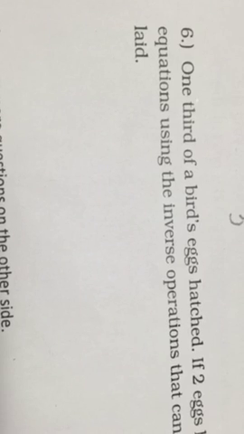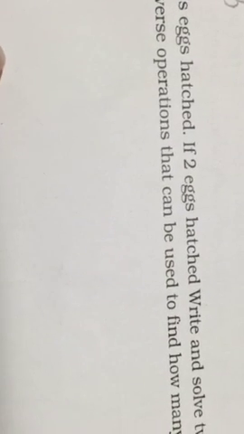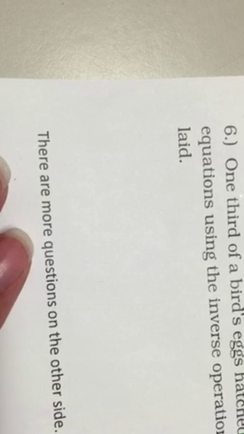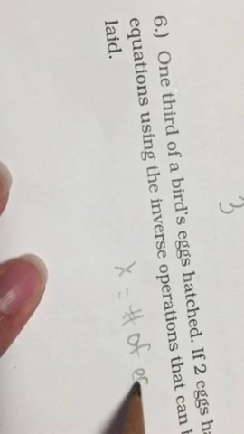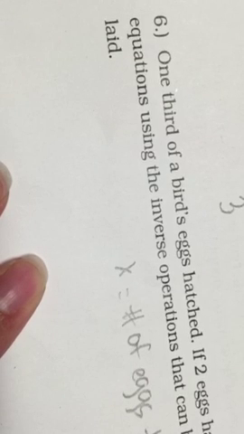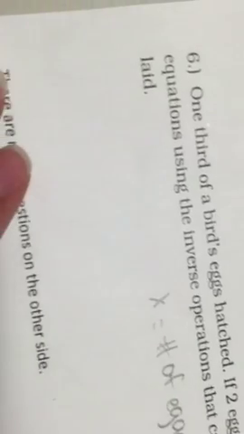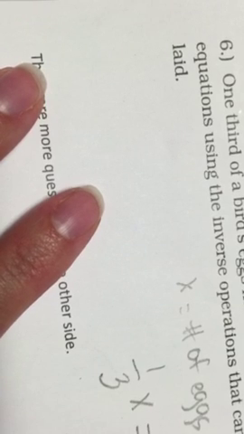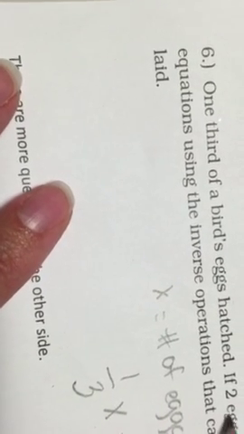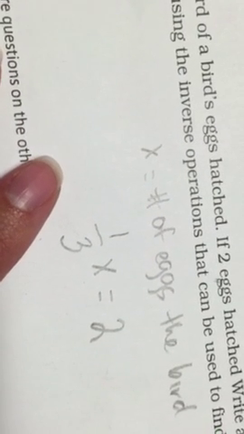1/3 of a bird's eggs hatched. 2 eggs hatched. Write and solve the 2 different equations that can be used to find how many eggs the bird had. Well, we're looking for our x, which is the number of eggs the bird laid. Okay, we know 1/3 of those eggs hatched, and they told us that's equal to 2 because 2 eggs hatched, it said right here. So that's one equation we could write.